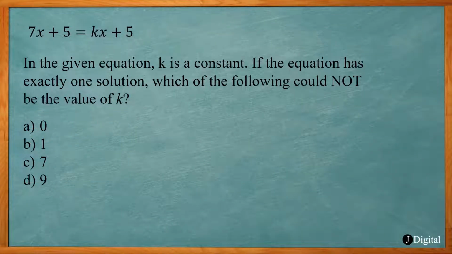So in this problem we have 7x plus 5 equals kx plus 5. In a given equation, k is a constant. If the equation has exactly one solution, which of the following could not be the value of k?